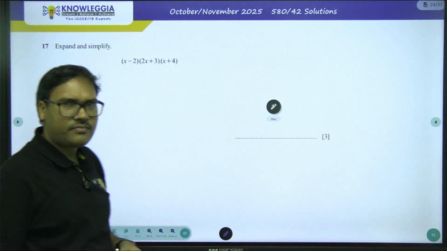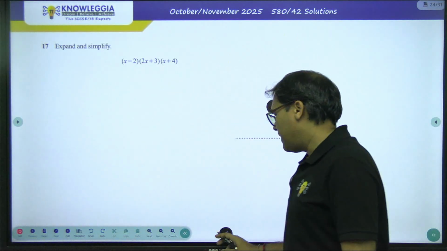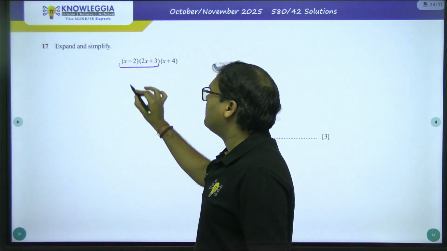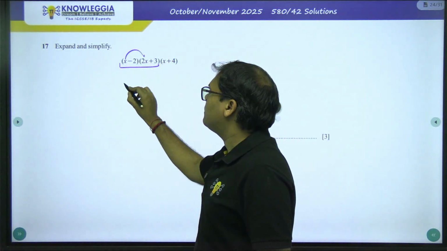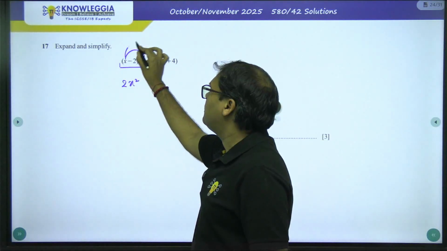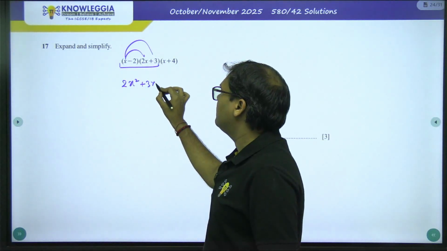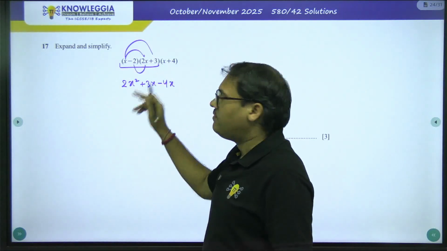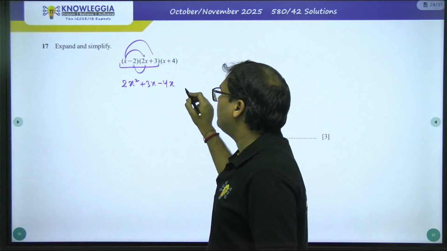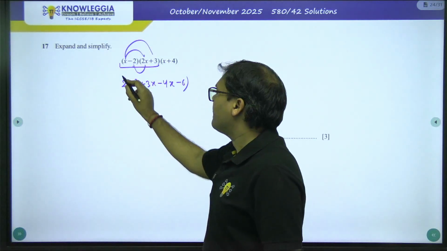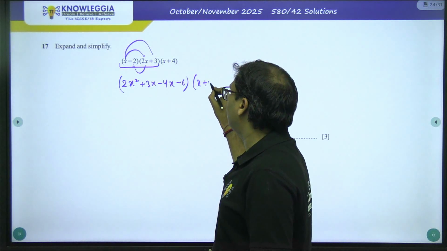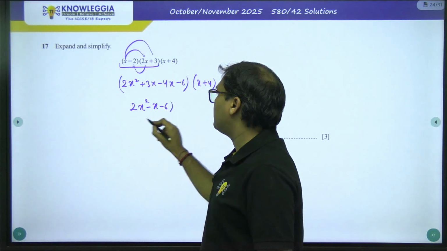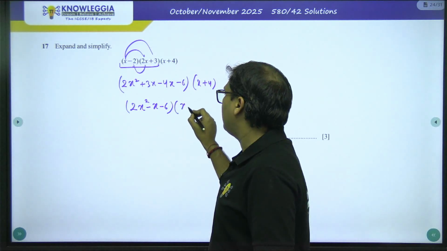Now this is expansion of the brackets. This is a pretty easy question. Just start with the two brackets. If I start with these two brackets, you can see x into 2x is 2x squared. x into 3 is plus 3x. Minus 2 into 2x is minus 4x. Negative, negative, negative, positive. Okay. Negative 2 into plus 3 is negative 6. Now this is 2x squared minus x minus 6 multiplied with x plus 4.